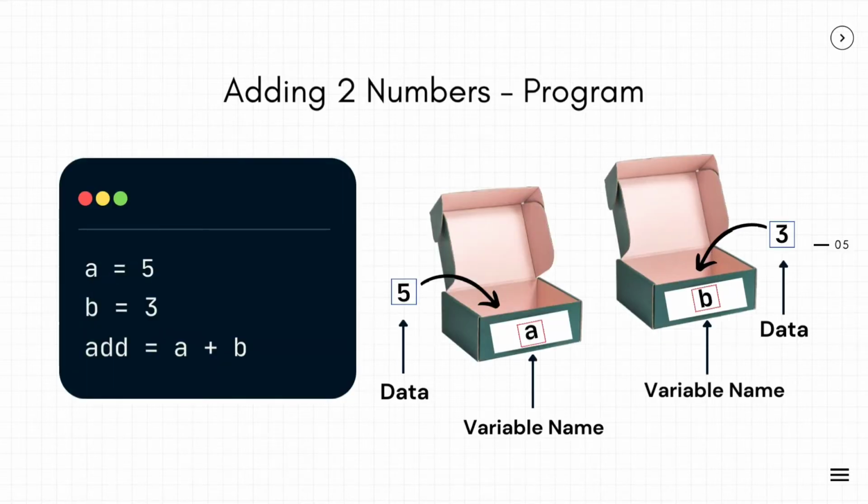Here, if you can see, 5 and 3 are data and A and B are nothing but variable names. Here, 5 is assigned to variable name A and 3 is assigned to variable name B. We use variable names to assign and identify the data. So, if we talk about A, it stores data 5 or a value 5, and if we talk about B, it stores a value 3 or a data 3.